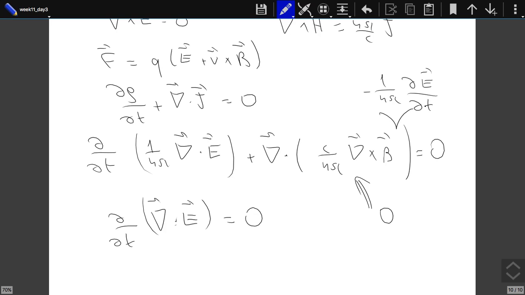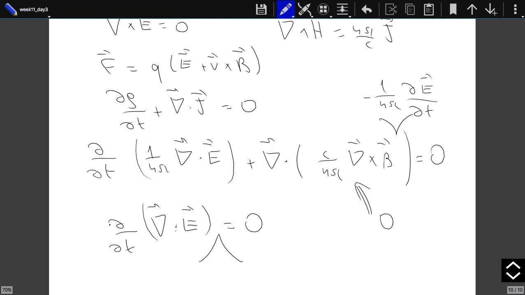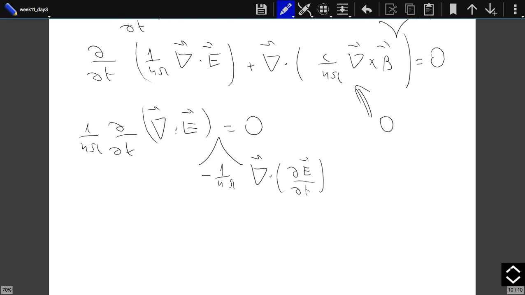So if we add that term, then here we have 1 over 4 pi minus 1 over 4 pi, the divergence of dE by dt, and they do cancel. So basically that is one way of curing this discrepancy.